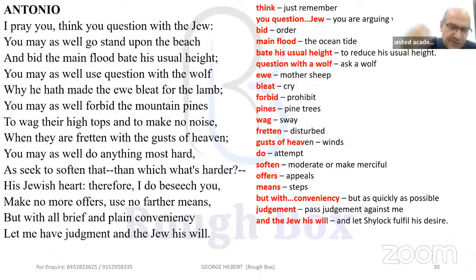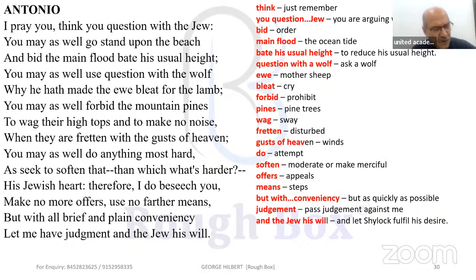Okay? Can you talk to the waves and tell them, reduce your height? No. Can you talk to the wolf and ask him why he made the mother sheep cry for the baby? No. Can you tell the pine trees on the mountain, hey, you can wave your high tops, but don't make a noise? Will they listen? No. It's very difficult. But you will succeed in those difficult things. But in trying to soften Shylock's heart, you will never succeed. Impossible. So just leave me to my fate.